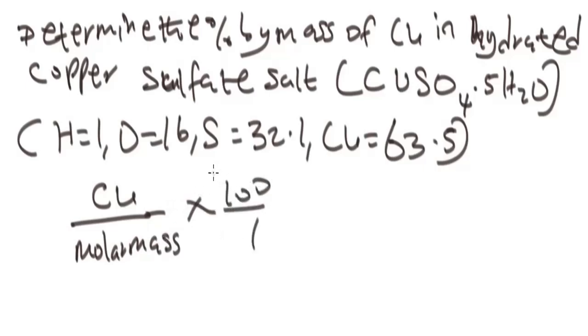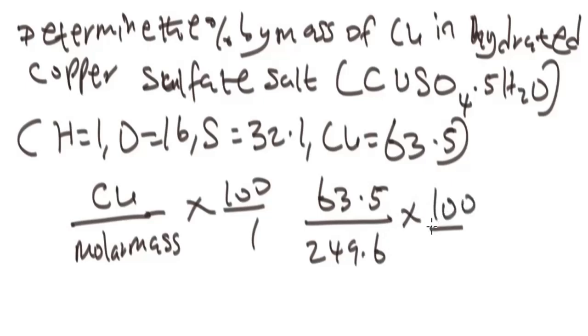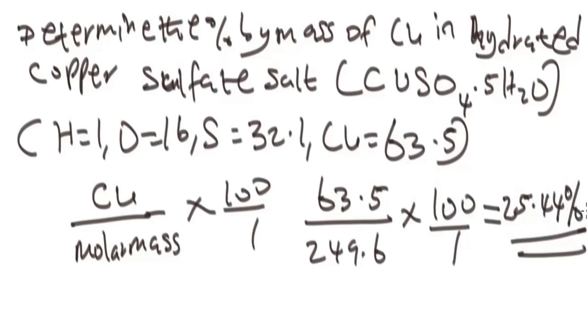So the atomic mass of copper here is 63.5 over the molar mass of this compound. Remember, the problem we just finished solving, we got it to be 249.6 gram per mole, so times 100 over 1, right? So let me simplify using my calculator, and that will be the answer. You could have it to be 25.44% when you approximate it to 2 decimal places. So this will be the answer to this particular question.